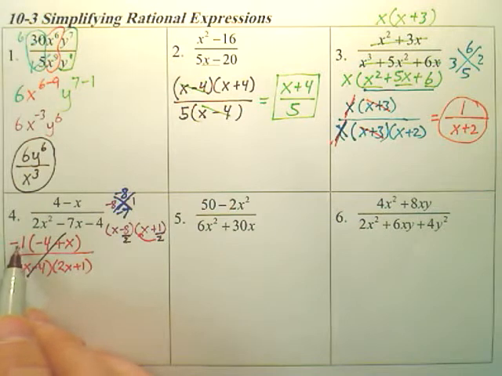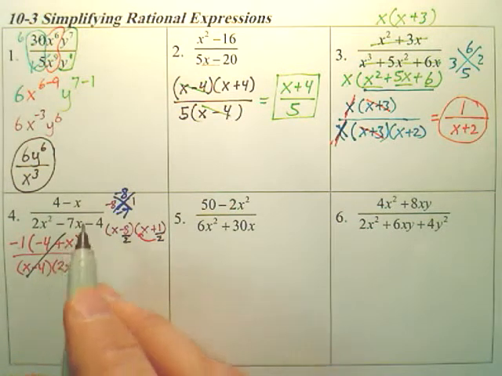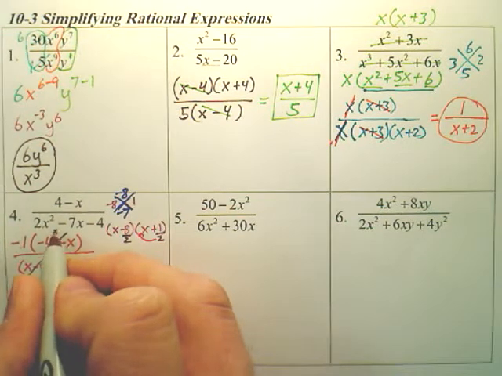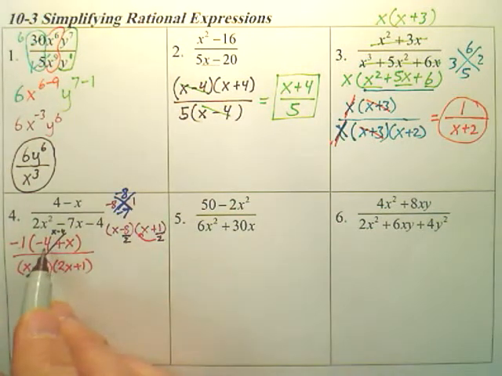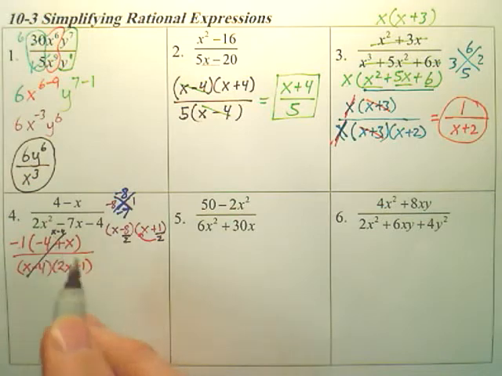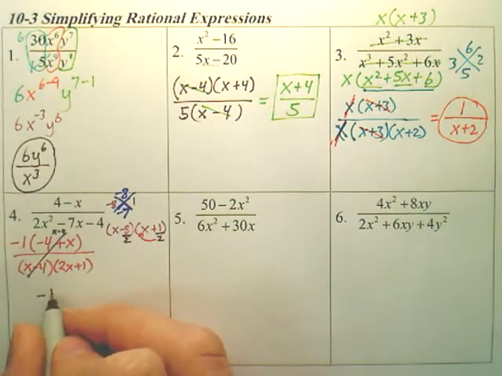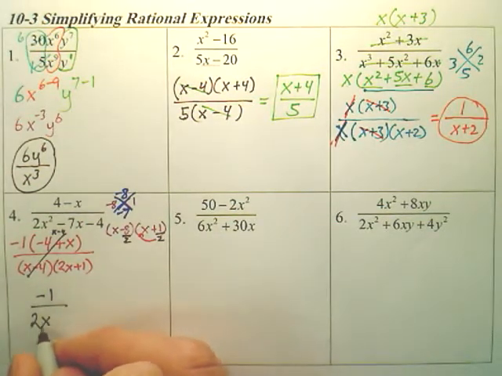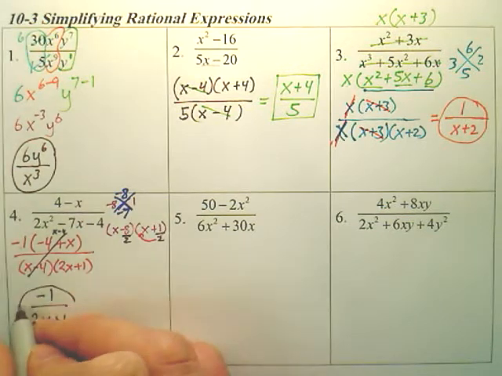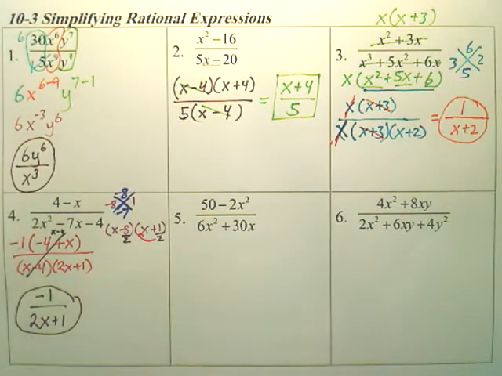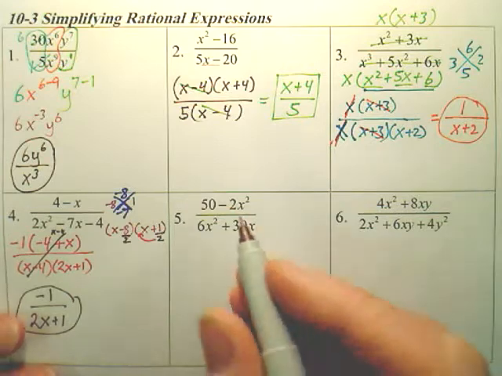If I were not to pull out the -1, you wouldn't be able to cancel it. But since I pulled out the -1, this right here is the same as x minus 4. -4 plus x is x minus 4. Those cancel, leaving me a -1 on top and a 2x plus 1 on bottom. There's my simplified form. Okay.